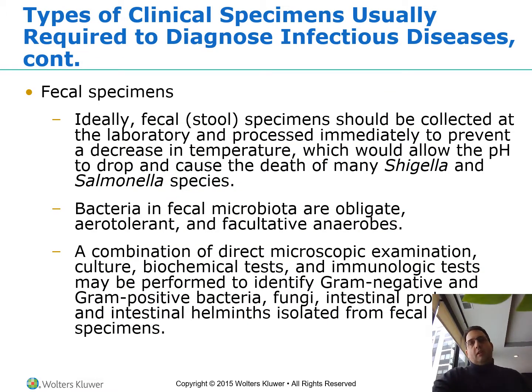Fecal specimens, so stool samples basically, are collected at the laboratory and processed immediately so that you don't change the temperature or change the pH, which would cause the death of a whole bunch of things that might be causing infection, or at least a decrease in count. Bacteria in fecal microbiota are typically anaerobic or aerotolerant bacteria.